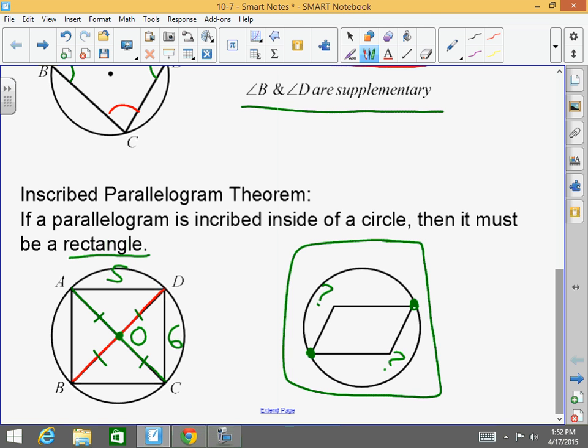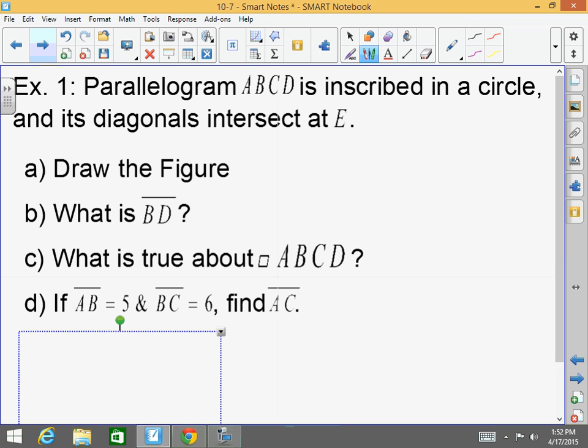Correct. If the diameters bisect each other, it's always a square. Yes. Does that make sense? Okay. So, example number 1.